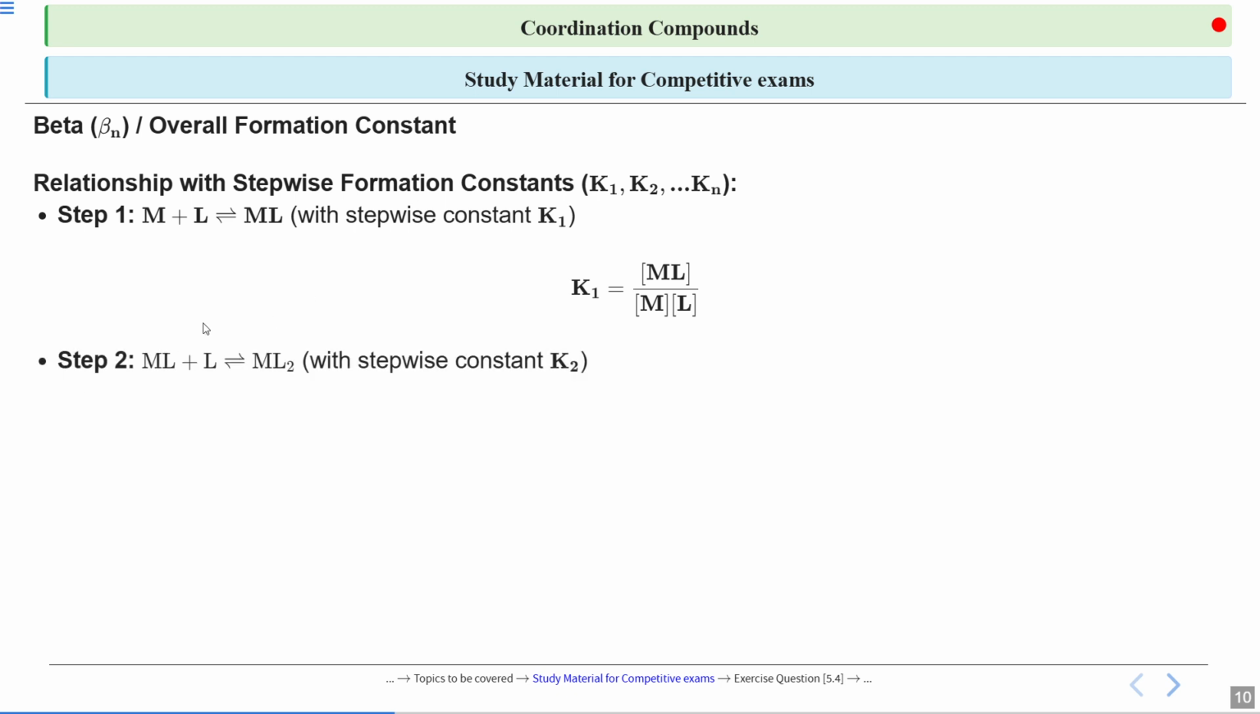Second step will be the addition of one more ligand to the complex formed in the previous step. So we have the ML complex formed. So ML will add one more L into it, one more ligand, and form a new complex ML2. So the ligand number will increase. Okay, and this step is having a stepwise constant K2. K2 value will be similarly found out as product upon reactant. Product is our ML2 complex divided by the concentration of the ML reactant and the L ligand, which is acting here as a reactant.